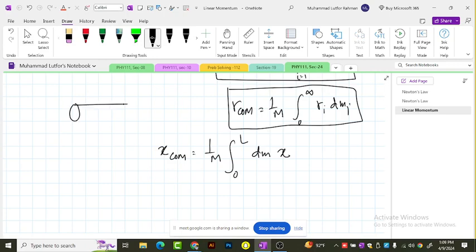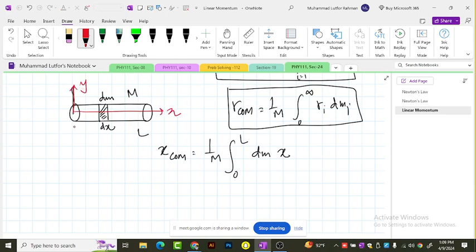I have this rod, a homogeneous distribution of the mass. It has this mass and this is the length, and what I did, I chose this smaller segment, which has a mass dm and length dx. I chose the origin on one side of this rod. Let's say this is my x-axis and this is my y-axis. The location of this point mass from my origin is at a distance x.